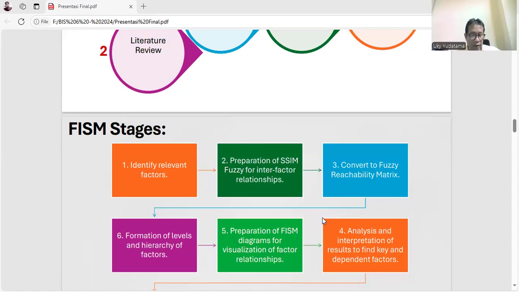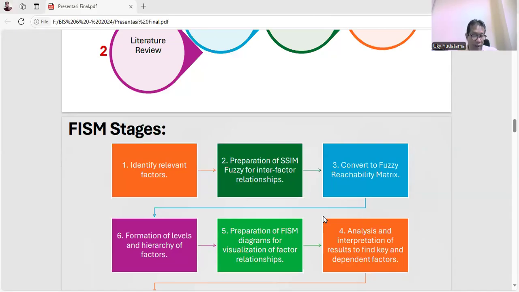Two, preparation of fuzzy SSIM for inter-factor relationship. Next, a fuzzy structural self-interaction matrix, SSIM, is prepared. This matrix represents the relationship between the identified factors and uses fuzzy values to indicate the strength of influence between them. Three, convert to fuzzy reachability matrix. The SSIM is then converted into a fuzzy reachability matrix. This matrix helps to visualize the direct and indirect influence between factors, providing a clearer understanding of the relationship.